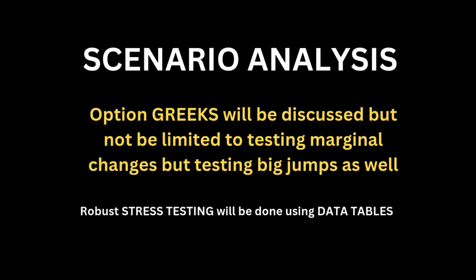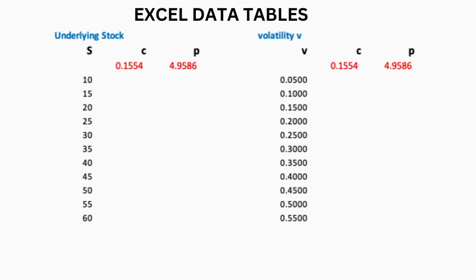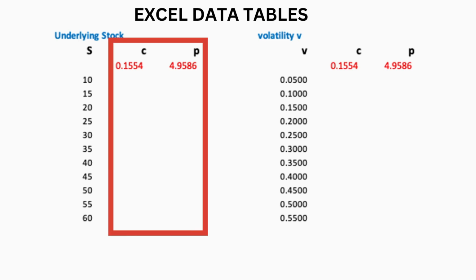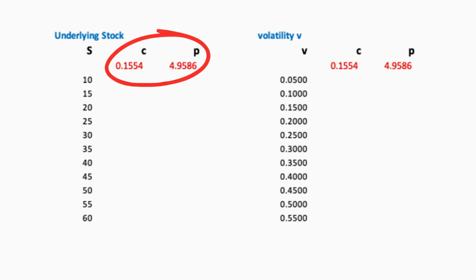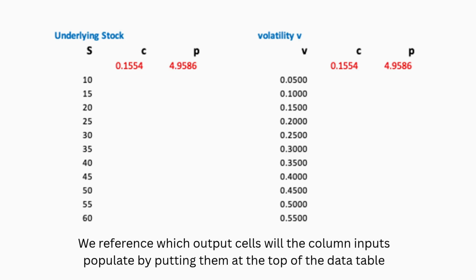And to do this, let's review Excel data tables and how to use them for our purposes. Excel data tables help you do scenario testing by plugging each input in column or row form into an active formula, then detailing each and every formula output in a corresponding column or row. For our purposes, we'll use a column of inputs, and the output will be the call and put option prices. We reference which output cells the column inputs will populate by putting them at the top of the table.